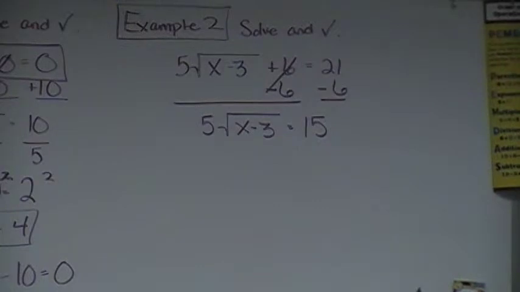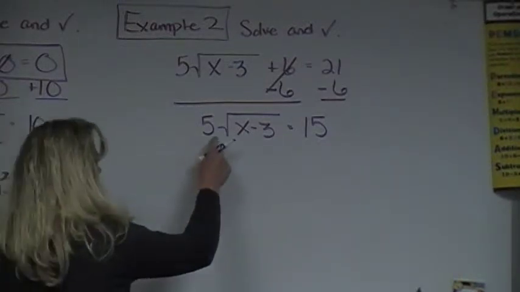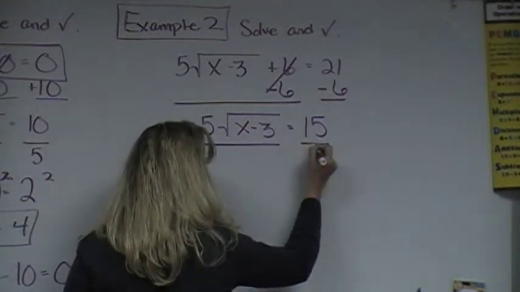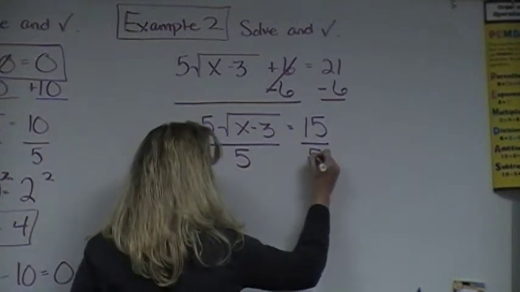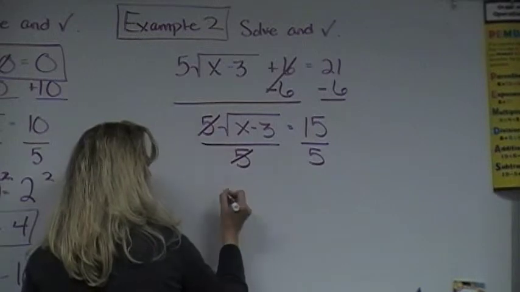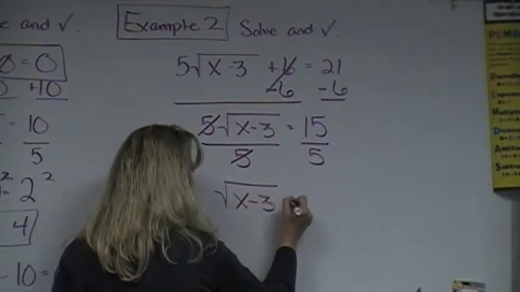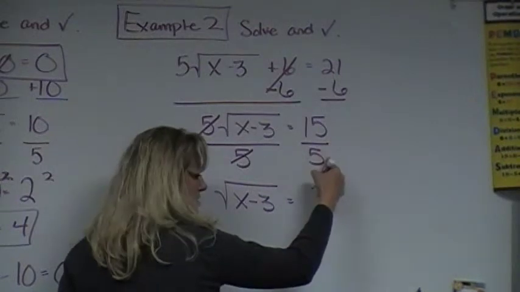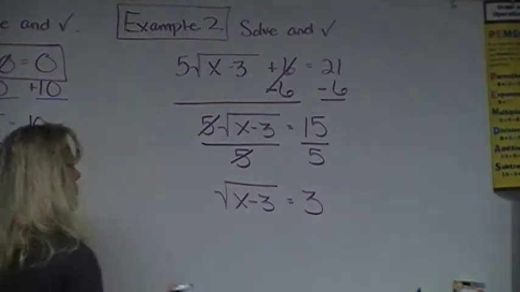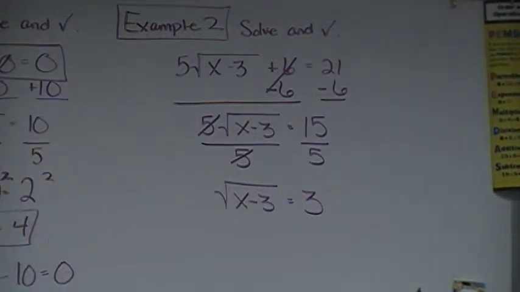Yes, because we do nothing with the radical x minus 3. So to get rid of multiplying by 5, we divide both sides by 5. Those are going to cancel out. We're left with the square root of x minus 3 equals 15 divided by 5, which is 3. Have we now isolated the radical? Are we done with step 1? Yes. Now we move down to how do I eliminate the radical?